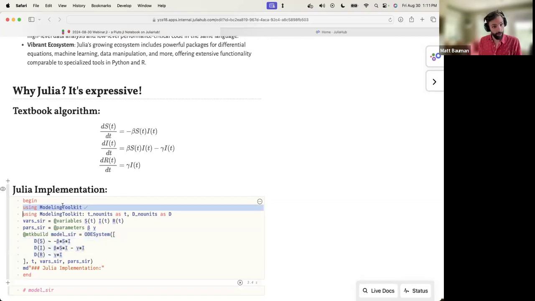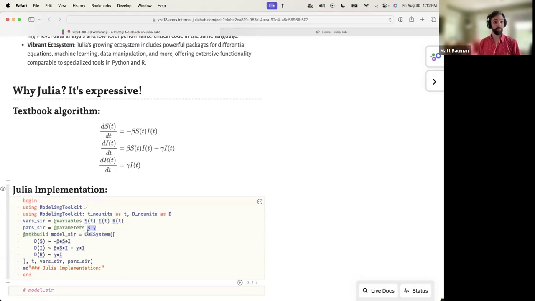So we're going to bring in ModelingToolkit. We say that we're going to use time without units and a differential operator without units. That's kind of the magic of this line here, is saying, let's grab the standard time and the standard differential operator. Let's define what our three variables are, what those three populations are, and what our two parameters are.